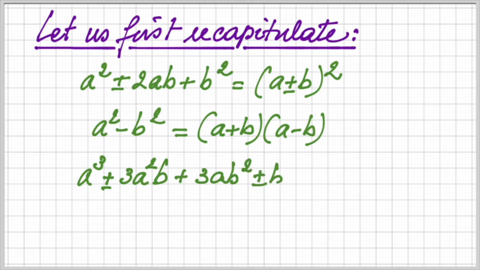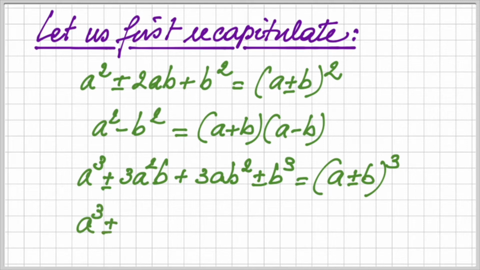We have a third degree polynomial, and we can have here the sum or the difference of two values to the third power. We can say that a cubed plus or minus 3a squared b plus 3ab squared plus or minus b cubed can be written as (a plus or minus b) to the third power, and that's the cubic formula, the third power of a sum or a difference.